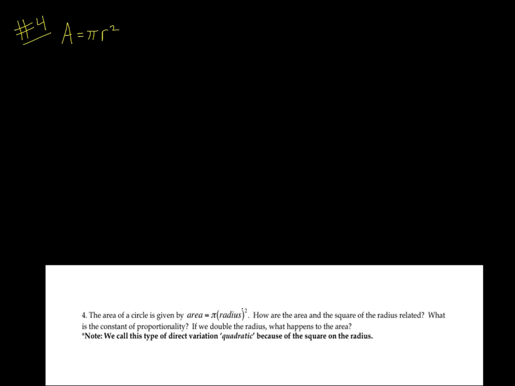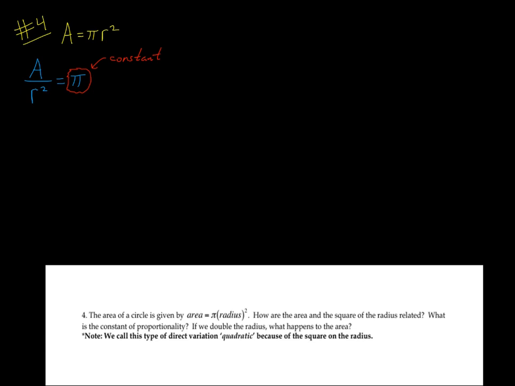Okay, so you'll notice here there's a square on one of the variables. That makes this problem a little bit different than what we've seen up to this point. Now I've abbreviated that formula up here. Now if we do go ahead and look at the ratio of area to r squared, kind of like what we did in problem number 3, notice here that r squared will divide over, leaving us with just a pi on the right hand side. Now pi is this very special number, approximately 3.14.